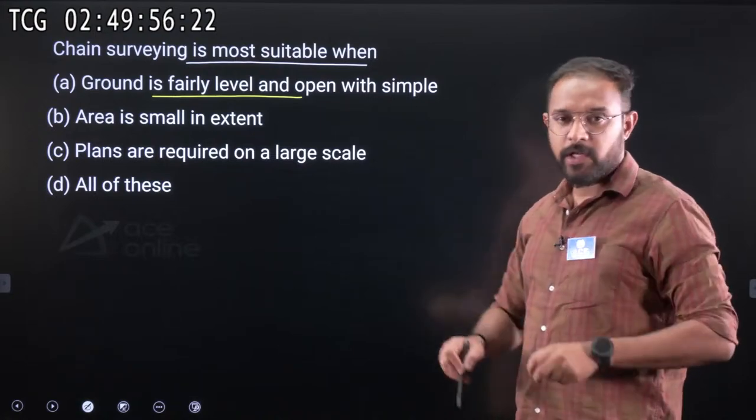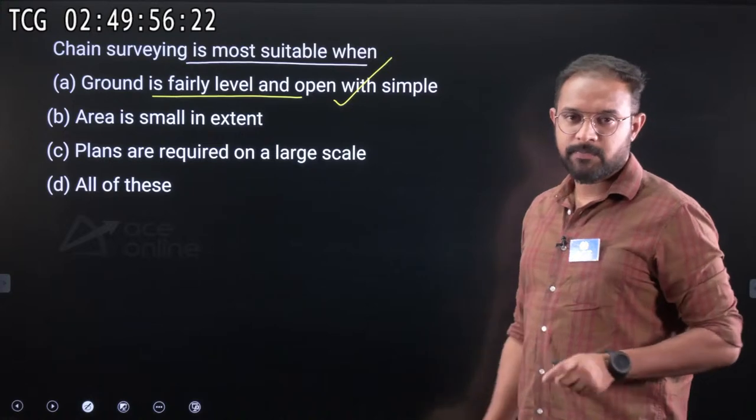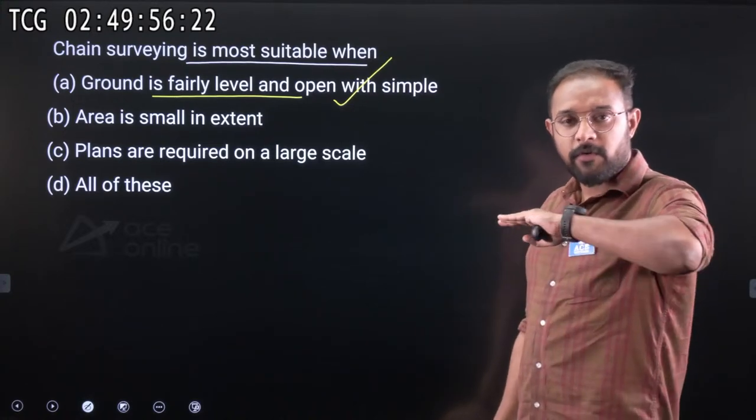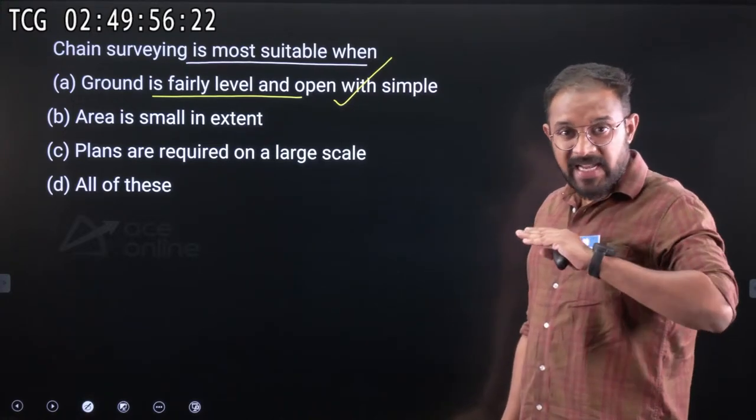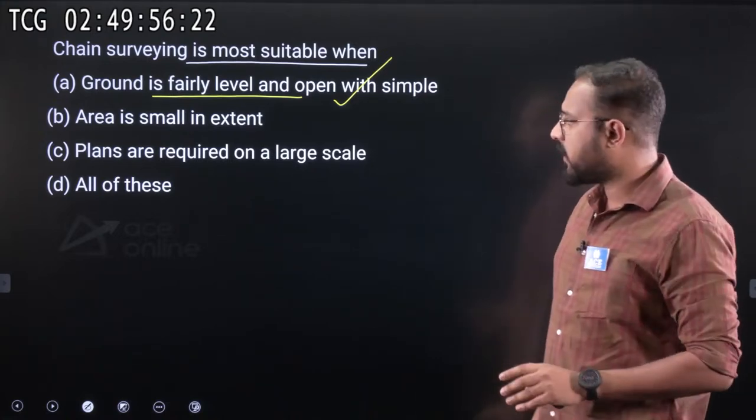Right. We have standard values of degree of accuracy. Yes. Okay. So is this statement correct? Absolutely yes. Chain surveying is best suited for flat terrains, fairly leveled ground with a few simple details to be plotted. Exact same definition that we discussed.